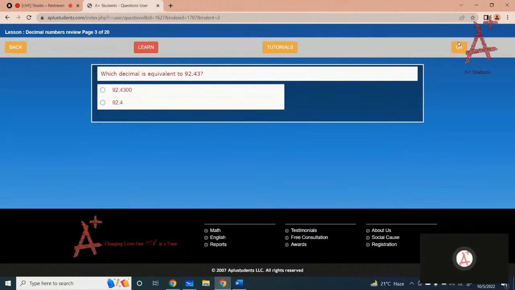Okay, which decimal is equivalent to 92.43? Is it the first option or second option? Yes, it is the first option because if you write zeros right after the decimal, they are exactly the same. Got it? The first option is the correct one.